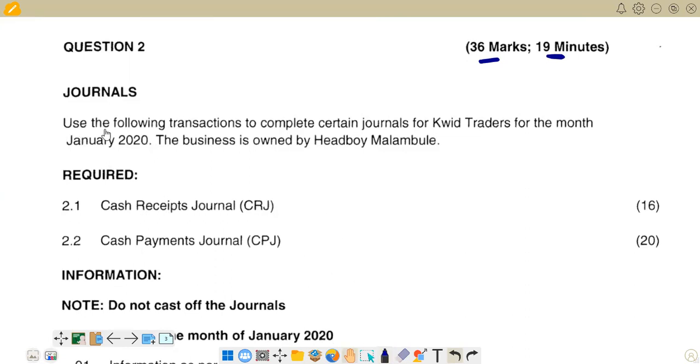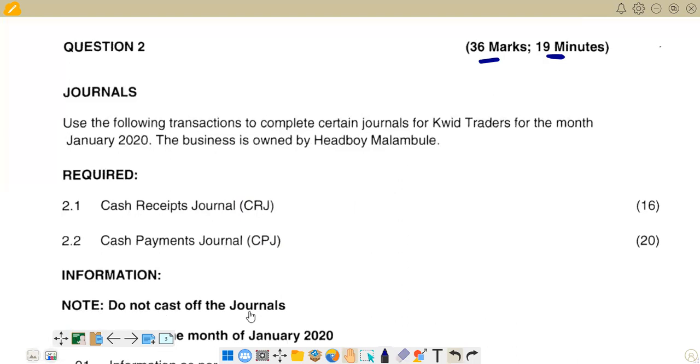So the question reads: use the following transactions to complete certain journals for Quid Traders for the month January 2020. The business is owned by Head Boy Malabule. The required part, 2.1, requires us to prepare the cash receipts journal, which is the CRJ in brackets. It is 16 marks. Then 2.2, the cash payment journal, which is the CPJ in brackets, is for 20 marks.